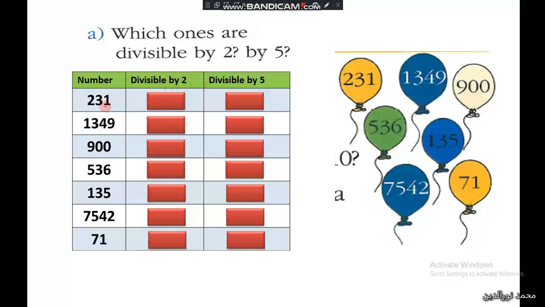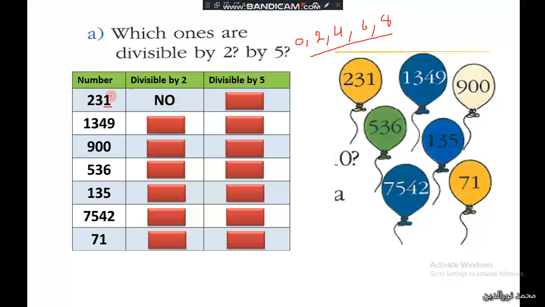So we have to look at this number. Is it an even number? No, it's not an even number, because even numbers have at their ones 0, 2, 4, 6, or 8. So this number is not an even number, so it is not divisible by 2.